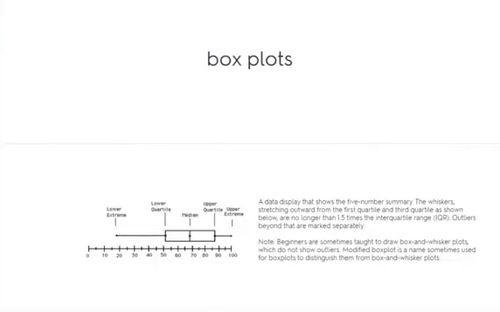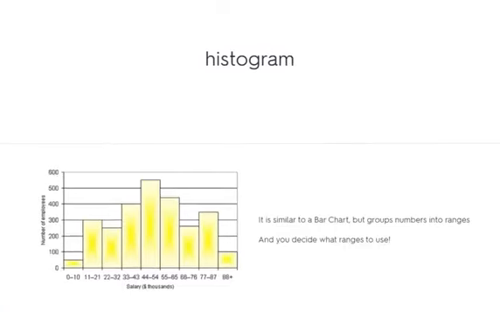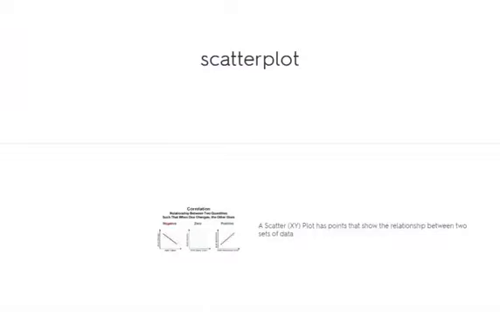Box plots. Histogram. It is similar to a bar chart but groups numbers into ranges and you decide what ranges to use. Scatter plot. A scatter plot has points that show the relationship between two sets of data.